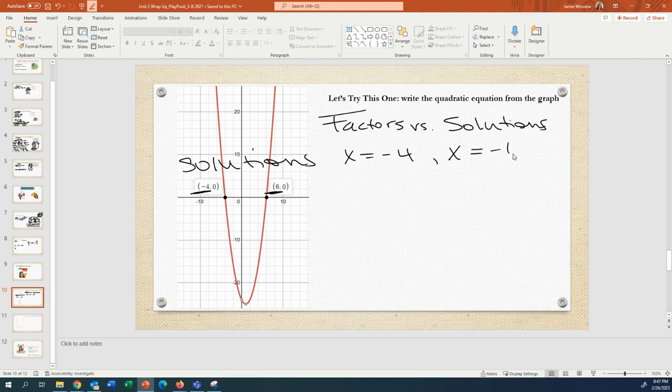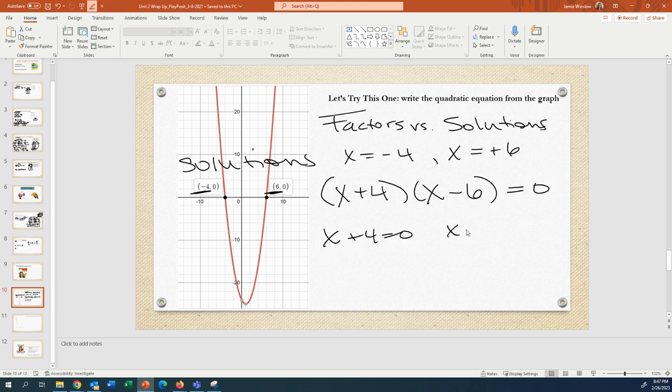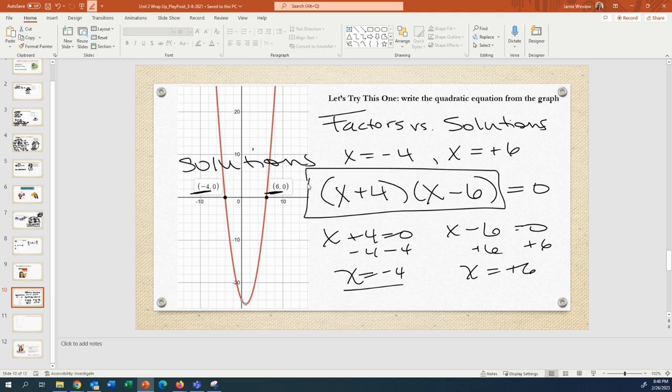So if we know that these are the solutions, we can write the factors. It's just the opposite, x plus 4 and x minus 6. So remember, if we were to set these both equal to 0, it would take us right to the solutions, negative 4 and positive 6. So to find the factors, all you do is sort of work backwards from the solutions. So they give us -4, the factor is +4. They give us a +6, the factor is -6.